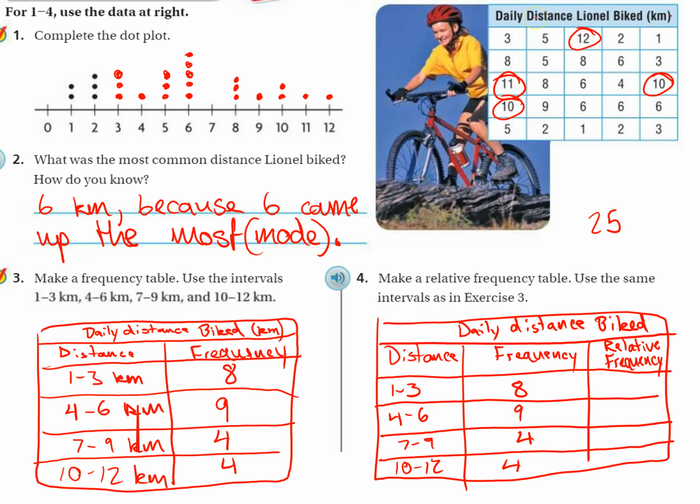There's 25, so this must be 5 by 5. So 8 out of 25 would be what as a percent? That's 3, 75, subtract, gives me 5, add a 0, bring it down, 2. So 0.32, which would be 32%. Okay, the next one was 9, so we do 25 into 9. Okay, 3, 75, subtract, 15, add a 0, bring it down. Into that would be 6 times, so 0.36 would be 36%.